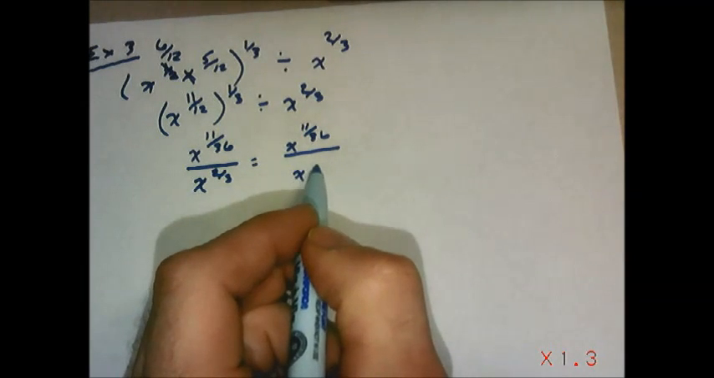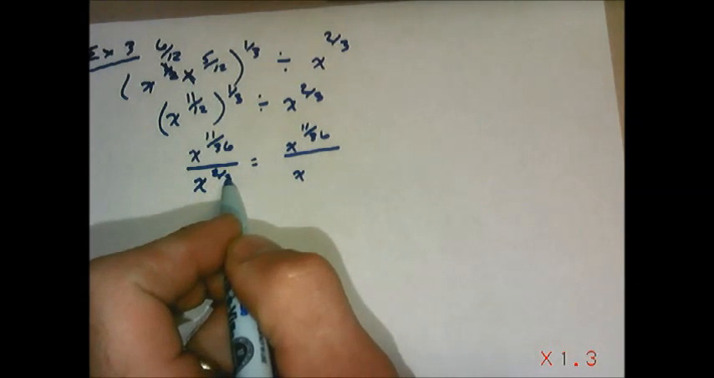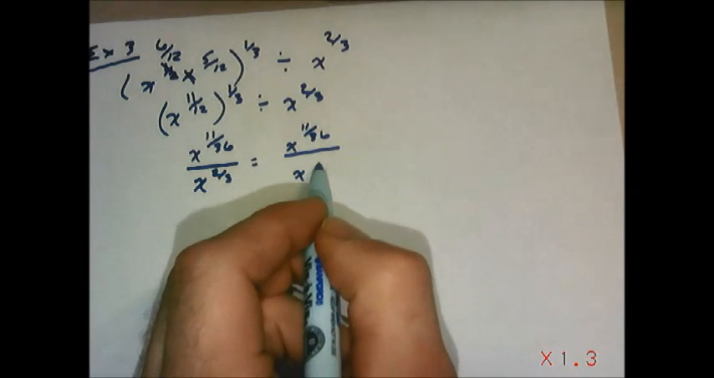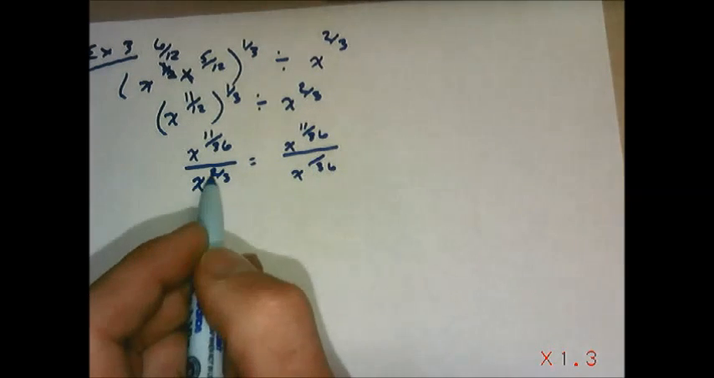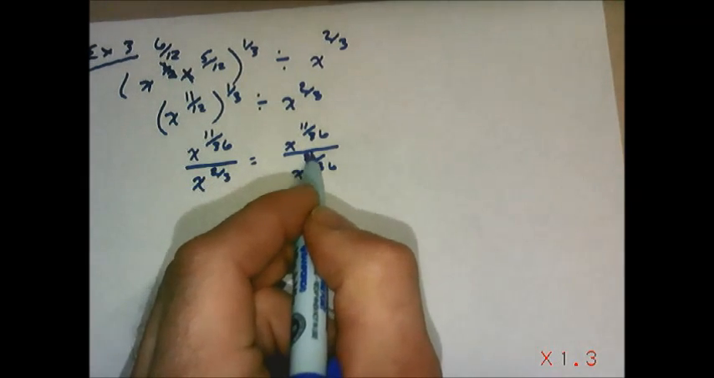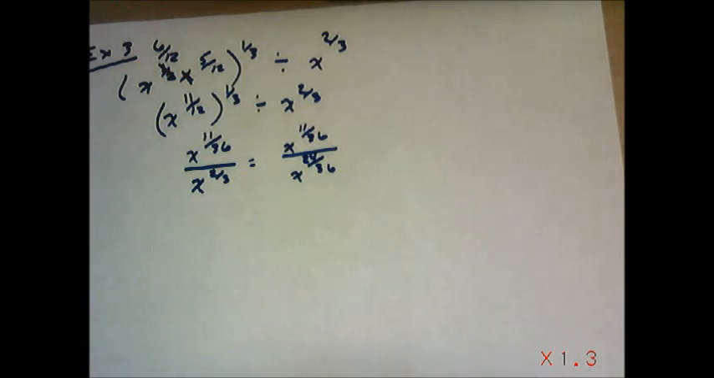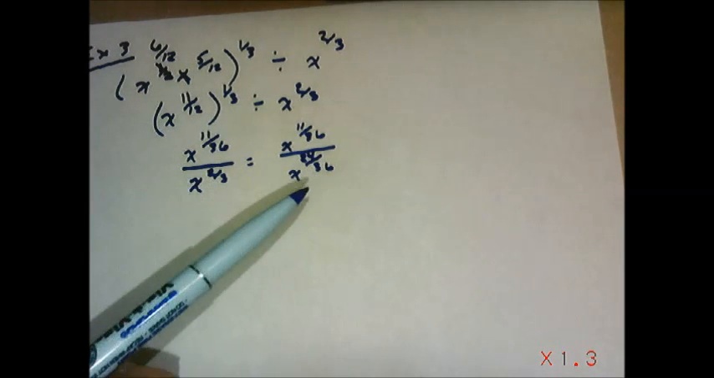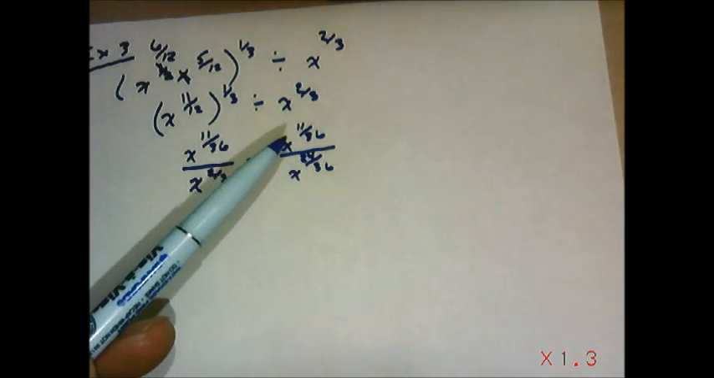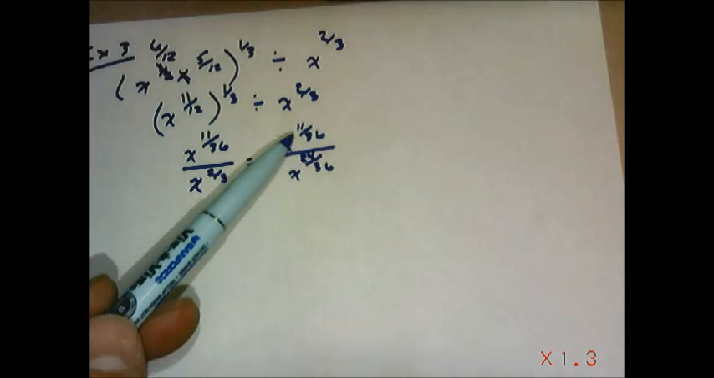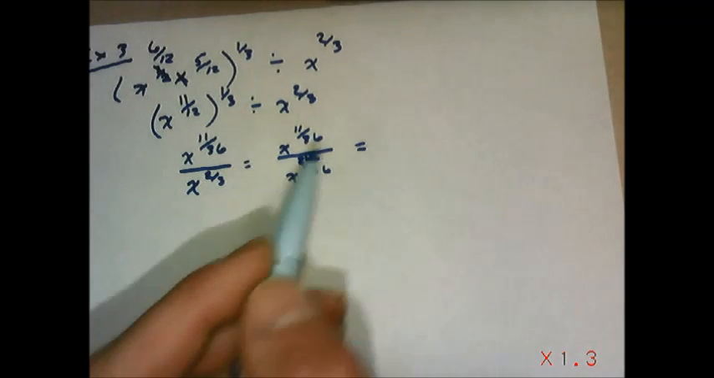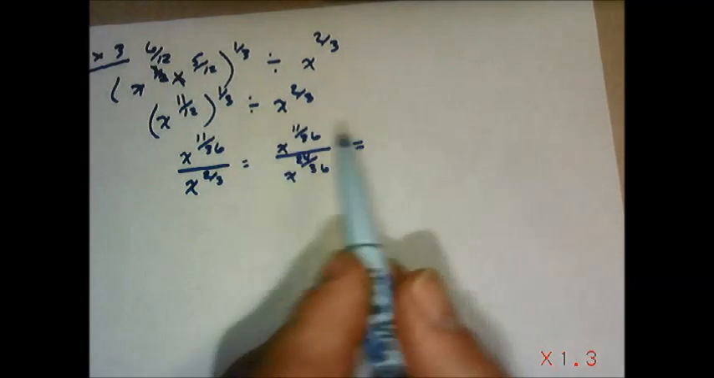So writing this with a common denominator, we multiply the 3 by 12 to get 36. So we're going to multiply the 2 by 12 and get 24. Now it should be pretty clear that our denominator has a larger exponent than the numerator. So we're going to go ahead and subtract those two.